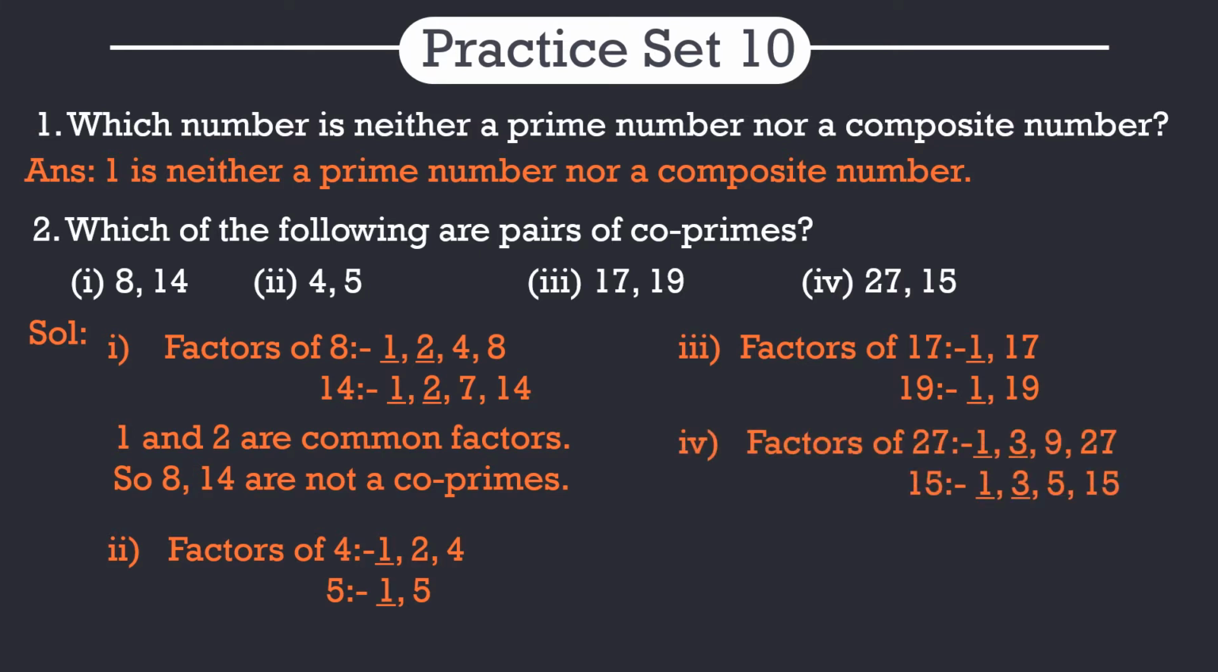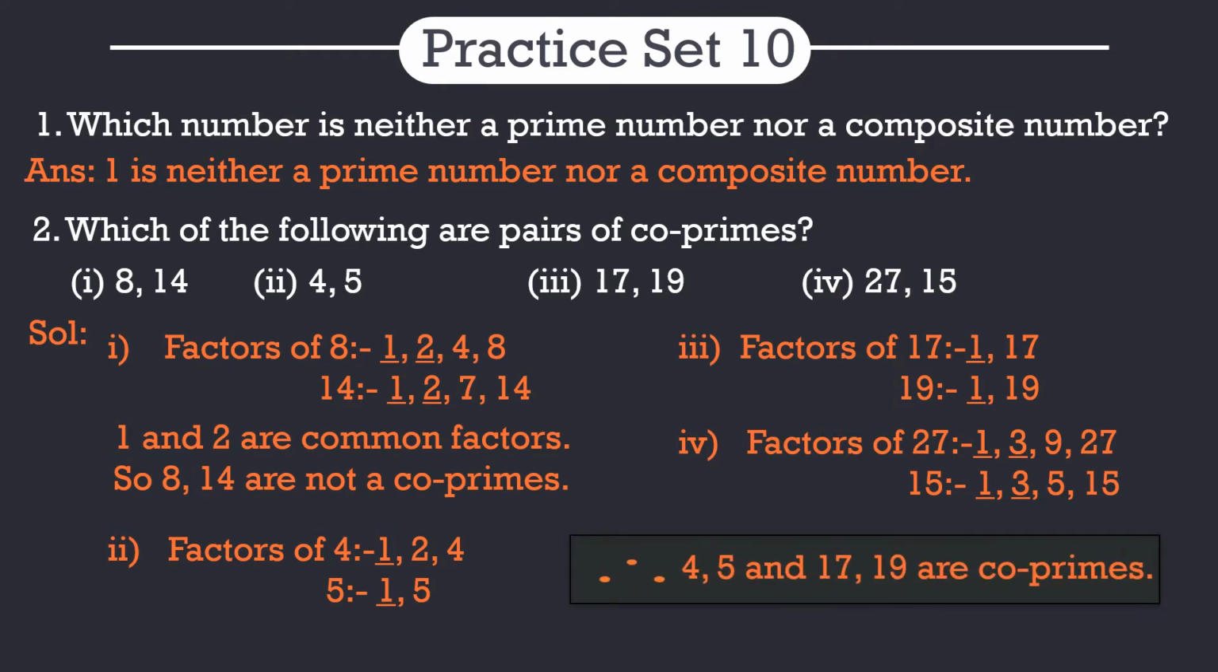27 and 15. Let's see the factors of 27: 1, 3, 9, 27. Factors of 15: 1, 3, 5, 15. Therefore, 4 and 5 and 17 and 19 are co-primes.